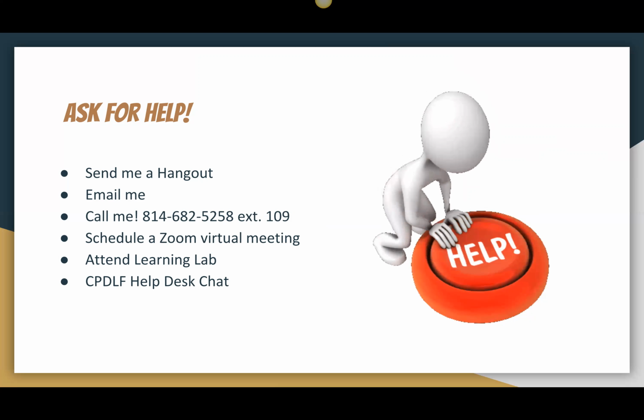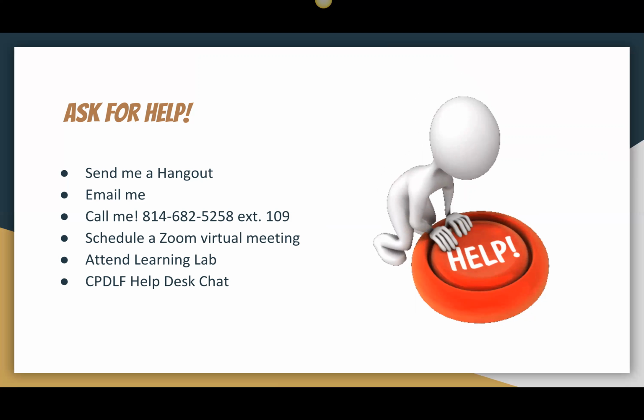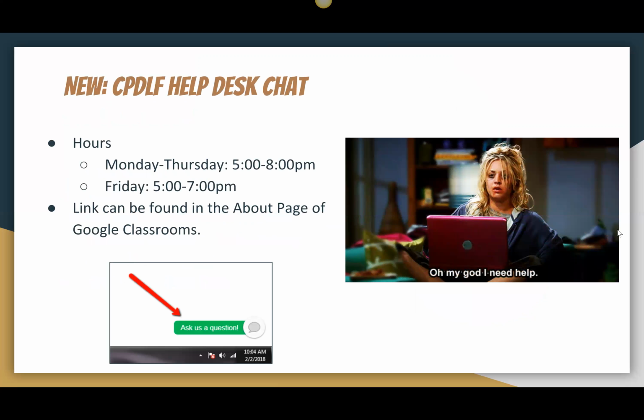So reach out in any of these ways, and also don't forget about the new help desk chat feature. If you're somebody who works in the evening, instead of messaging your learning guide who's done with work at 4 o'clock, these are the staff that are available for you to reach out and ask for help. Might even be able to open content assessments for you too. So why don't you just try to reach out and see what they can do.